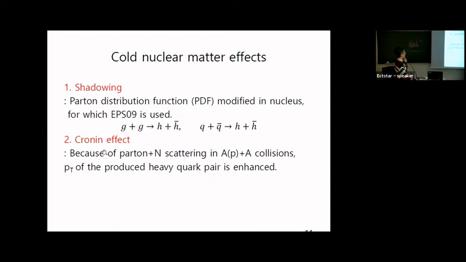And the Cronin effect is the enhancement of transverse momentum of produced heavy quark pair because of proton-nucleon scattering in heavy ion collisions or proton-nucleus collisions. And this gluon is responsible for heavy quark production. This gluon gains additional transverse momentum through this scattering, and this additional transverse momentum is transferred to produce the heavy quark pair. Yeah, that is the Cronin effect.